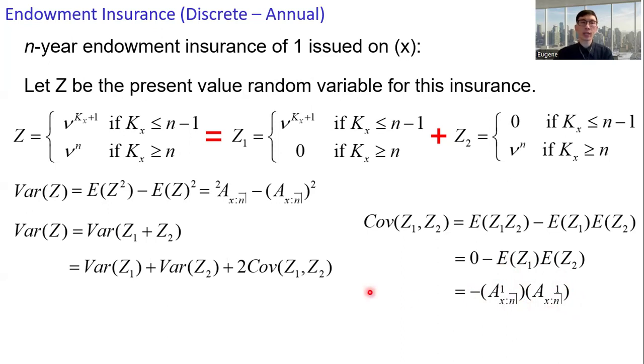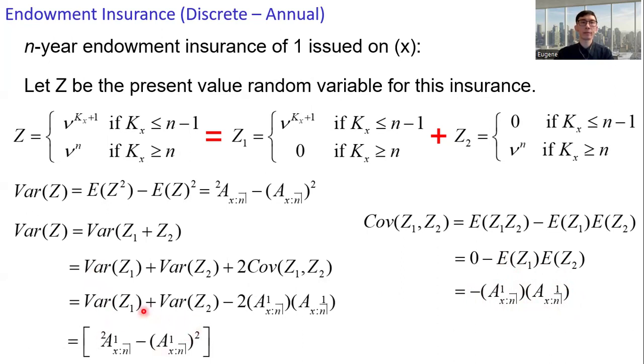In terms of the big A notation, the variance of Z can be expressed as the variance of Z1, and then the variance of Z2, and the last term, the covariance term. That is, if we know the expected value and the variance of the end-year term insurance and the end-year pure endowment, then we can get the variance of the endowment insurance using this relationship.